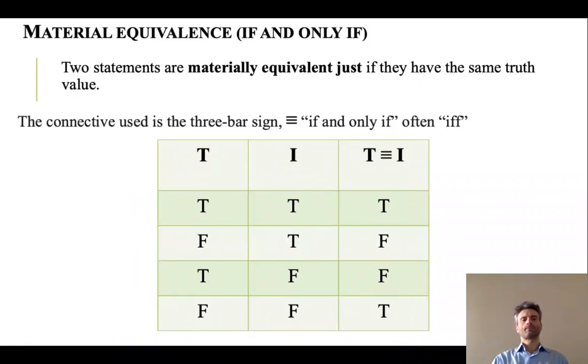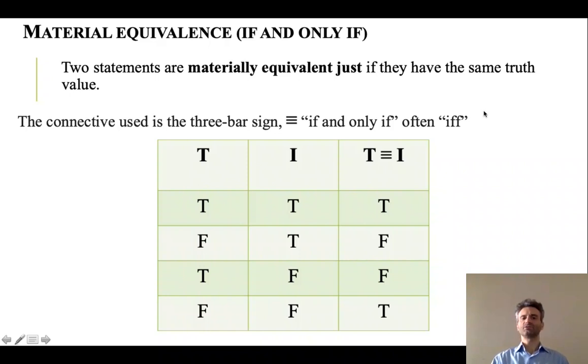All right. The next one is what is known as the material equivalence. This is a symbol that we read as if and only if. The symbol that we use is three bars, if and only if. Sometimes in books or in arguments and papers, you see it symbolized as IFF, which means if and only if.